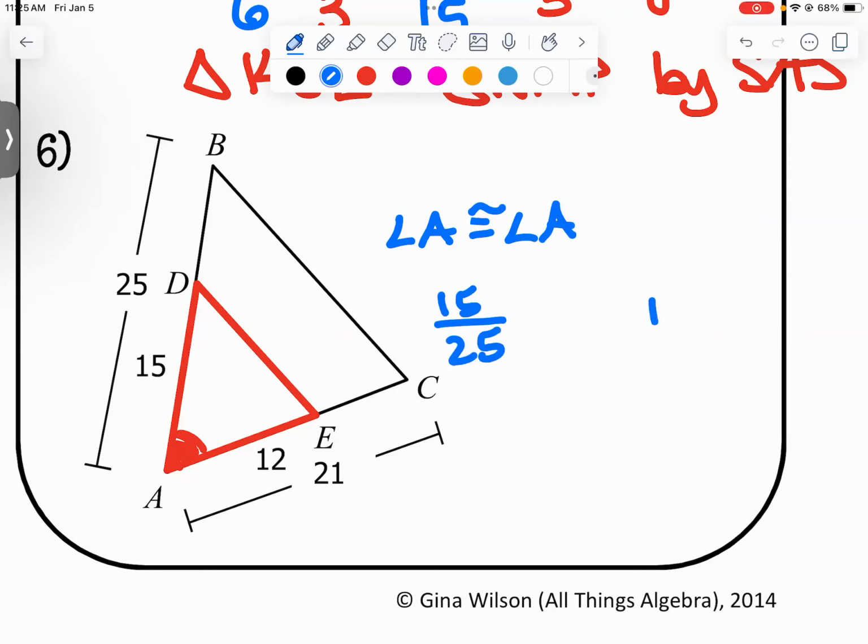15/25, is that the same as 12/21? Oh no, is it? No. Our proportions don't check out. That's so sad.